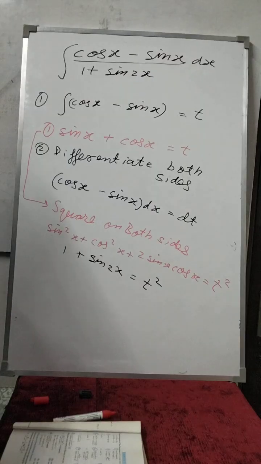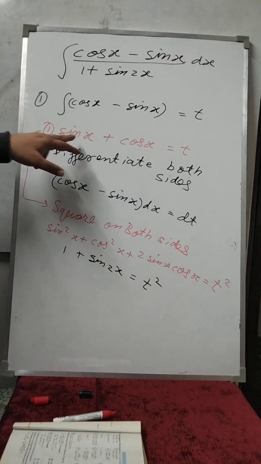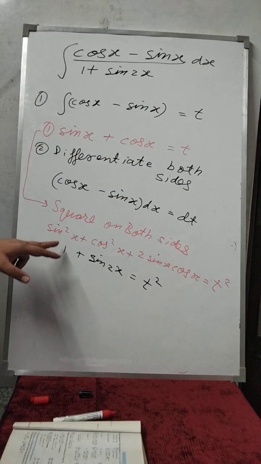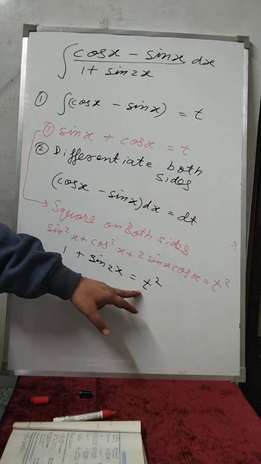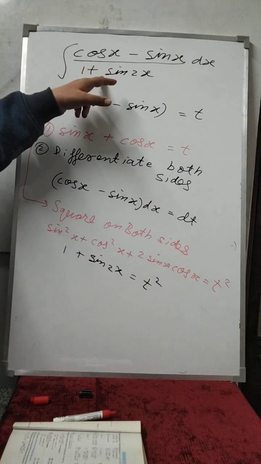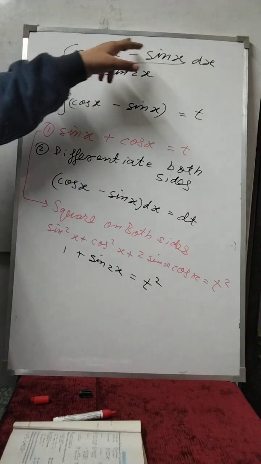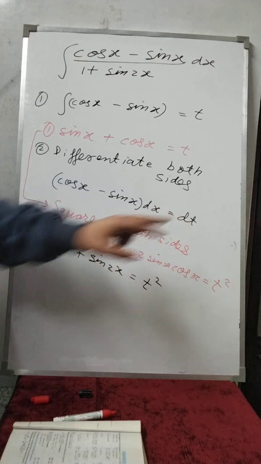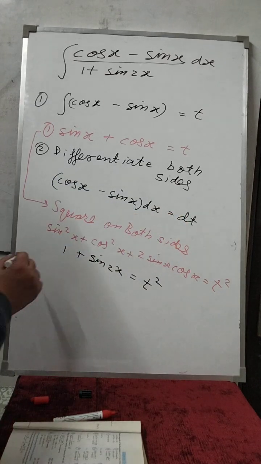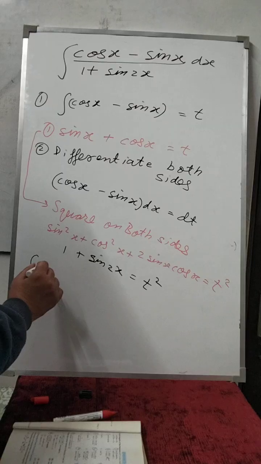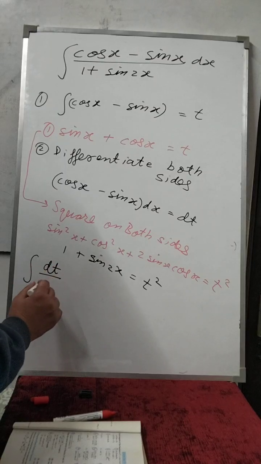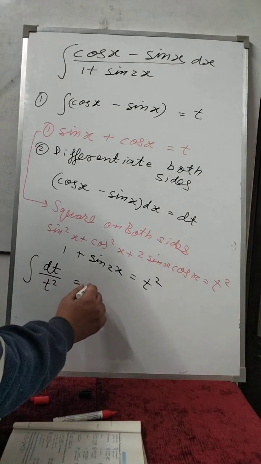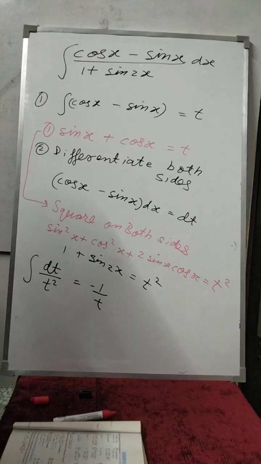Am I right guys? I have simply taken sin x plus cos x as t, then I have squared both the sides. So I am getting 1 plus sin 2x will be t square, and 1 plus sin 2x is in the denominator. In the numerator it is cos x minus sin x dx, and cos x minus sin x dx I am getting as dt. So my question will reduce to integration of dt divided by t square. Am I right? So this will be minus 1 upon t plus constant of integration.